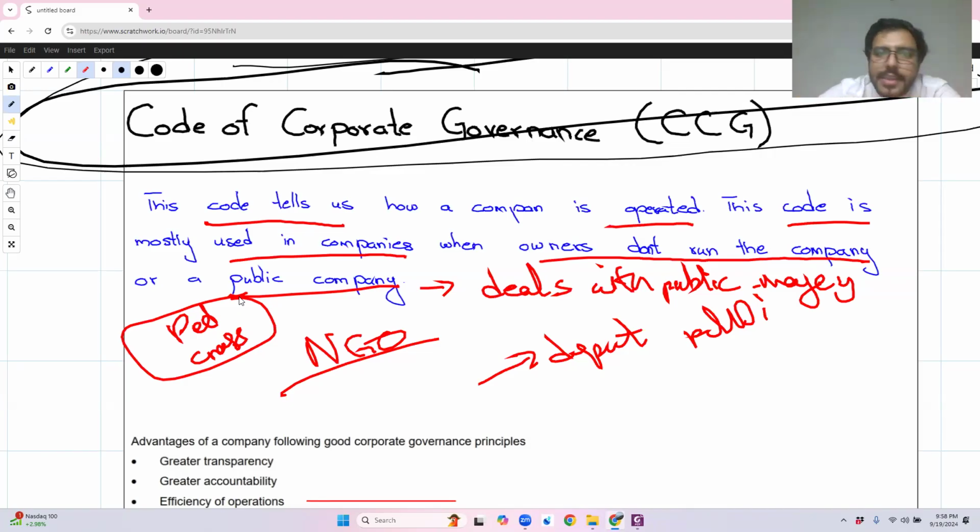But why can't they run that charity? Because the public money is within that charity. Millions upon millions of people are donating money to that charity. So public money is being deposited within that charity. Again, CCG has to be applied there as well. Owners can't run that business. Owners can't run that NGO. Understood? So any company that is a public company, or the owners themselves don't want to run that company, CCG has to be done. CCG has to be applied. It is a must. Okay.